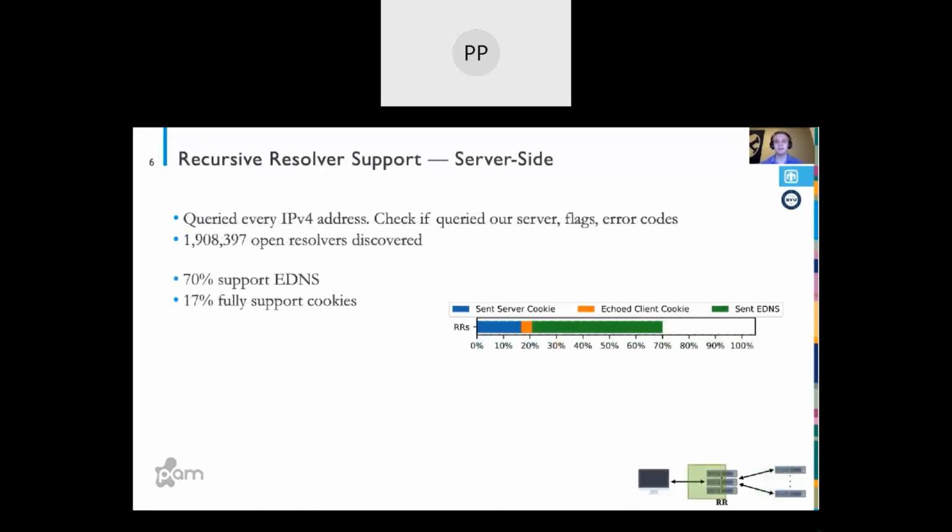Next, we looked at the server side of recursive resolvers. To get our set of recursive resolvers, we sent queries to every IP in the IPv4 address space. And we're essentially checking if they behaved like resolvers. So was the recursion available flag set? Was the error code no error? Things like that. And we identified almost 2 million servers. Of those, 70% supported eDNS and 17% supported cookies. So a fair bit less than what we saw with authoritative servers.